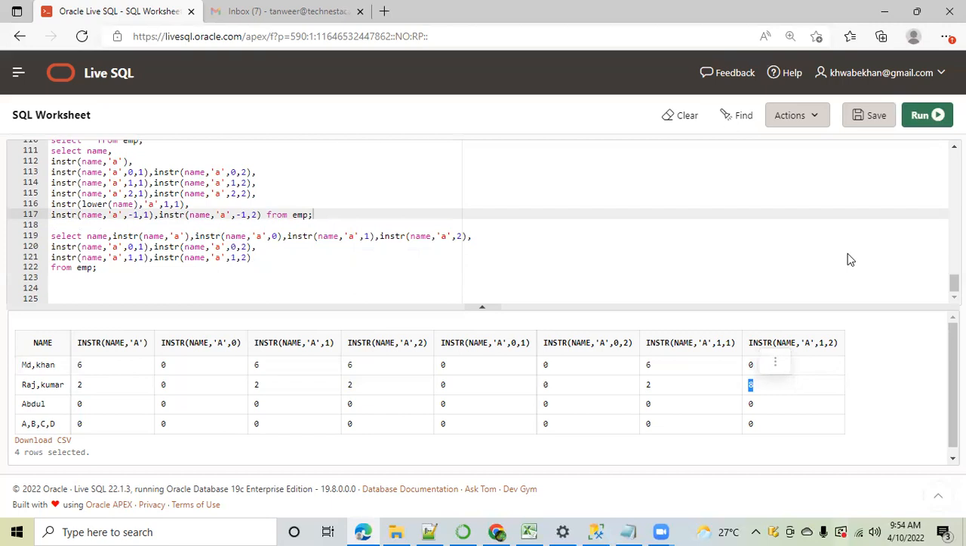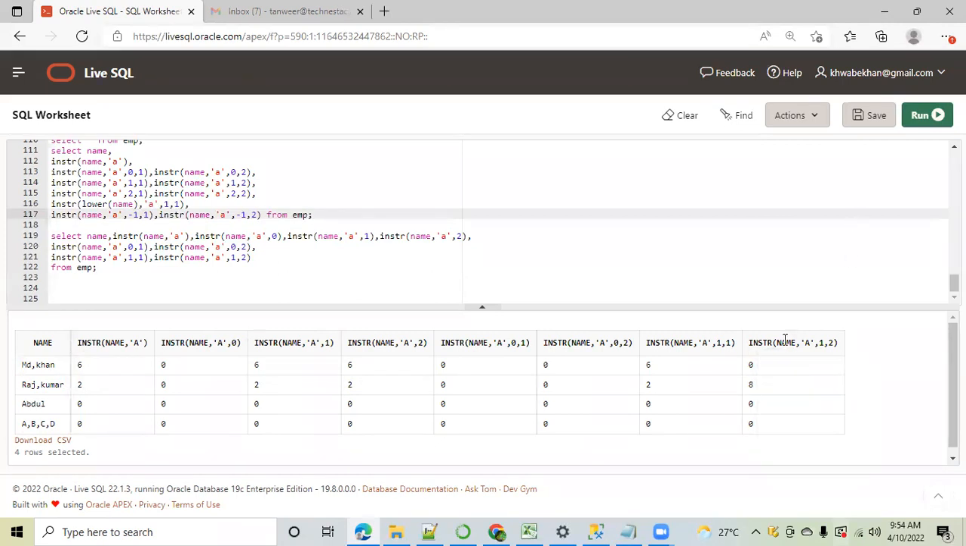Very simple. This is a reasoning question, not related to SQL. Why is this 8 here and why is it 0 here? Second occurrence. Very good. In MD Khan, do you have any second occurrence of A? No. A has occurred only once here, so there is no second occurrence. That is why this is showing as 0. But here it is 8 because I'm asking for the second occurrence of A. The second occurrence of A is at first, second, third, fourth, fifth, sixth, seventh, eighth position. That's why this is giving you 8.